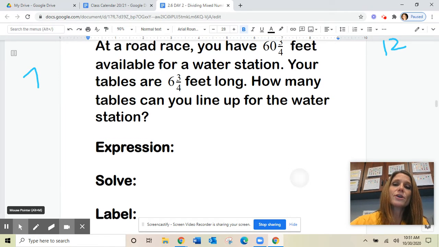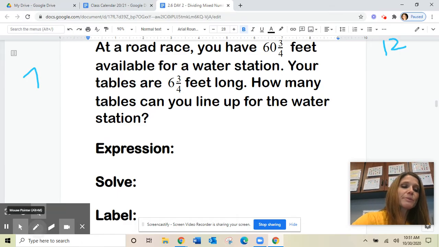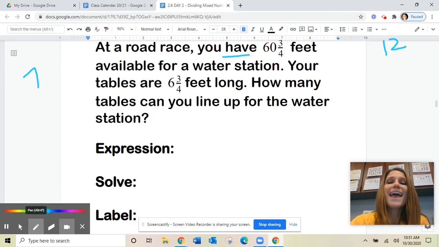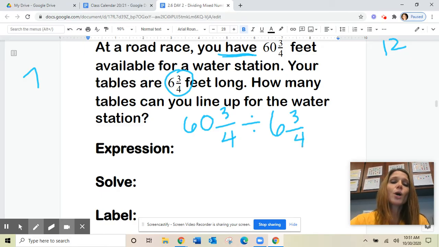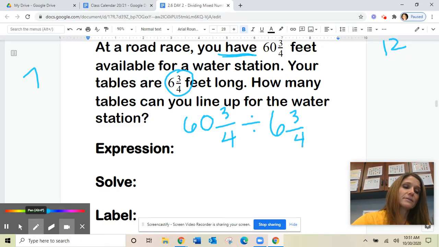So journal page 48, number 10, the expression would have been written as this. You have, this is the total amount that you're beginning with. This is the space we have, and we want to split the space into small tables. The tables are a little bit bigger than 6 feet each. We have to prepare this.